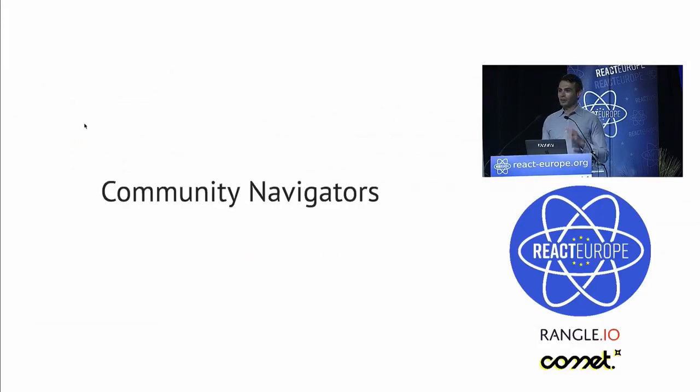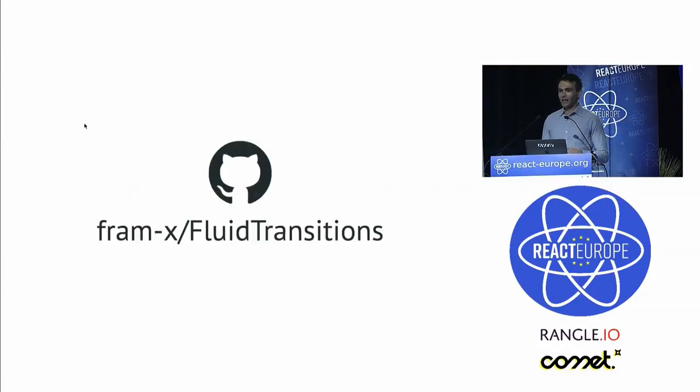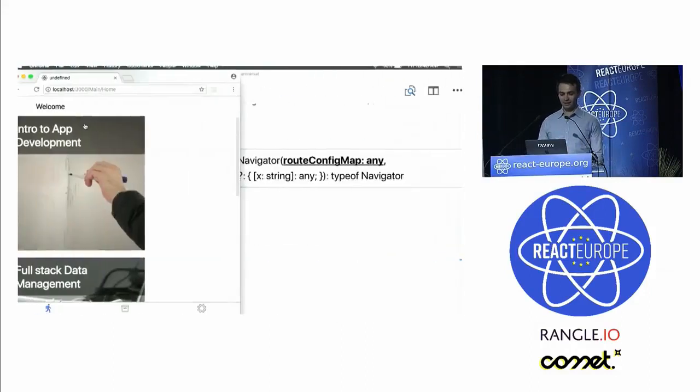So there's one community navigator that I think has blown everything else out of the water, and it's from Christian Falch, called Fluid Transitions. And it's a shared element navigation library. Now I'm going to give a quick demo right away, because who has time for slides right now? Let's go ahead and just make it so that this image acts as a shared element transition.